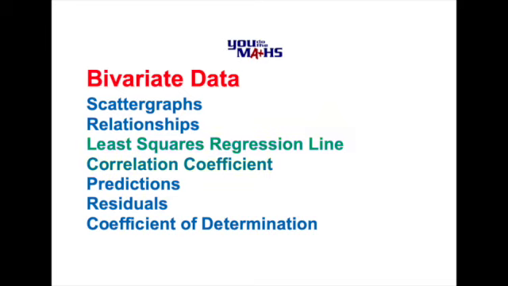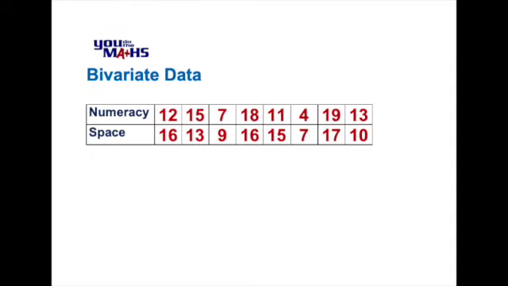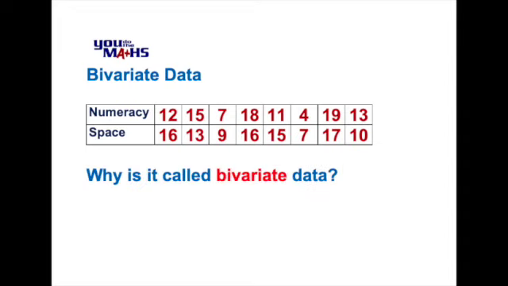Then we examine the correlation coefficient and possible values for that. We also look at predictions based on our line of best fit and the residuals that occur from that, and we talk briefly about the coefficient of determination. So now let's have a look at a table of bivariate data. And the first question we should be asking ourselves is, why is it called bivariate data?